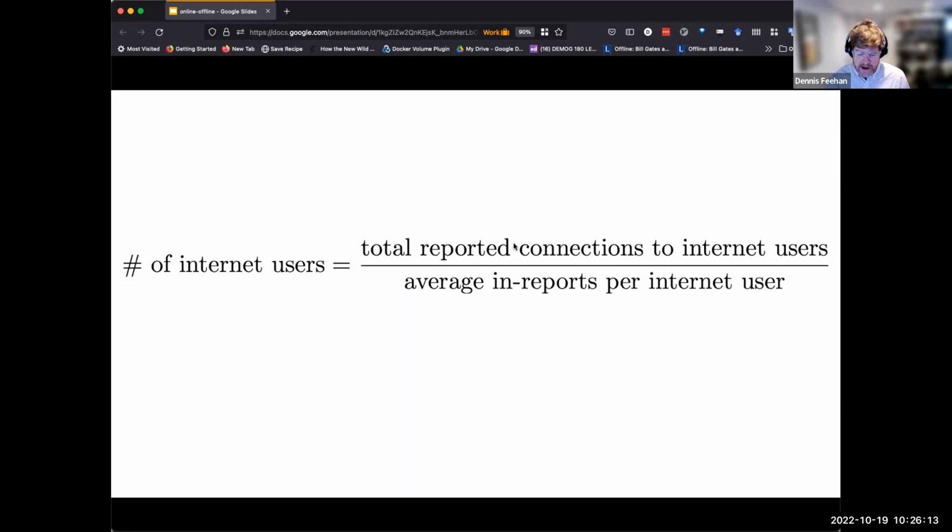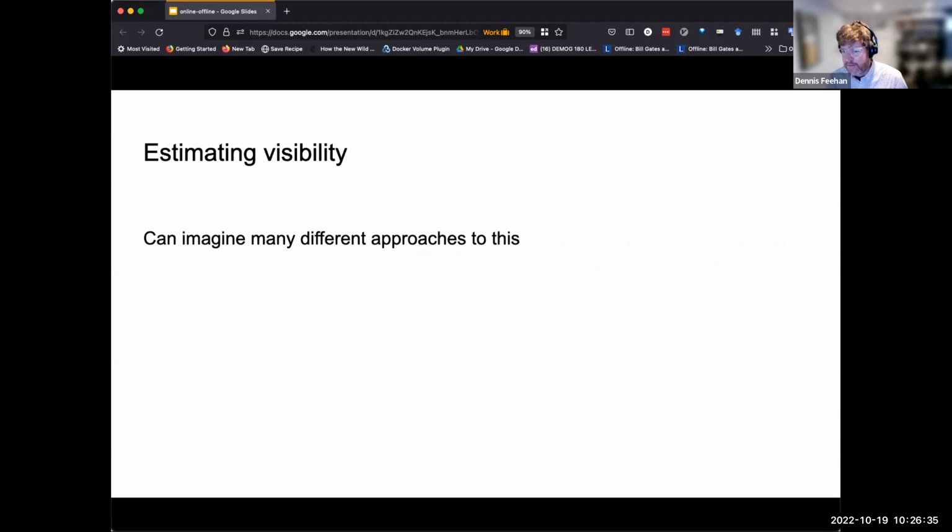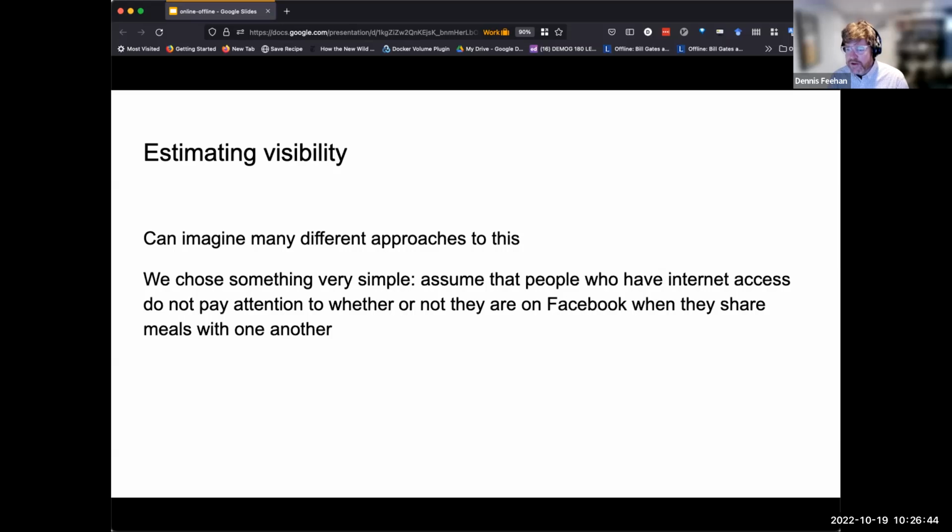Okay, so that's a little bit about the numerator of this expression. We talked about how we can try to choose what type of network we want to ask respondents to tell us about. And then once we fix the network, I gave you, hopefully, a high-level idea of how we get the information we need to estimate the total number of reported connections to internet users. Now I'm going to talk about this denominator, which is the average number of times that an internet user gets reported. If you think about this for a second, you could probably imagine a lot of different ways to approach estimating this quantity.